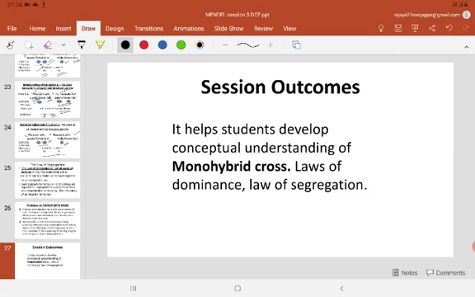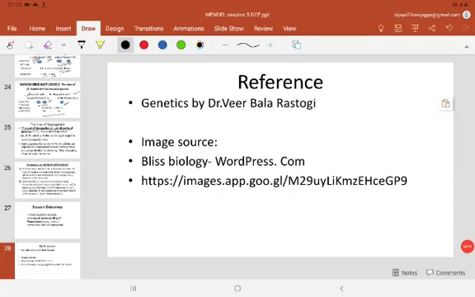Outcome of this session is it helps students develop the conceptual understanding of the Mendelian genetics, monohybrid cross, laws of dominance and law of segregation. For the Mendelian genetics, you can refer any genetic book wherein all these details are given, and you can refer Genetics by Dr. Veerapala Rastogi, and image sources I have written here in the reference.